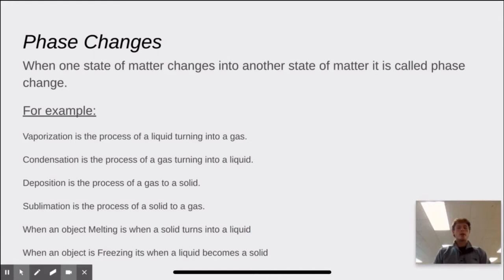So first, let's go over what a phase change is, and it is when one state of matter changes into another state of matter. So solid to gas, liquid to gas, gas to liquid.